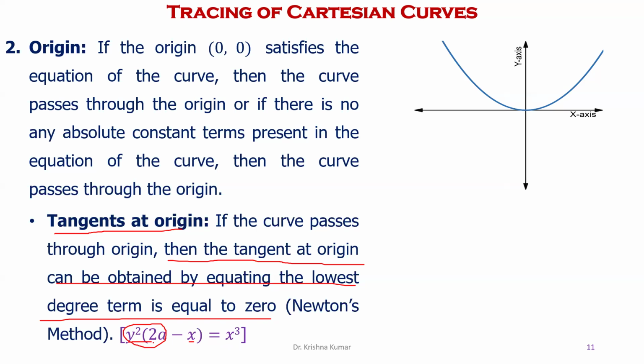So if we take 2ay square equal to 0, we have y square equal to 0 or y equal to 0. This line y equal to 0 is the x-axis. So this is the tangent of the given curve at origin. At origin, the x-axis and the line y equal to 0 have the same meaning. Either we can say that the x-axis or the line y equal to 0 is the tangent at origin.